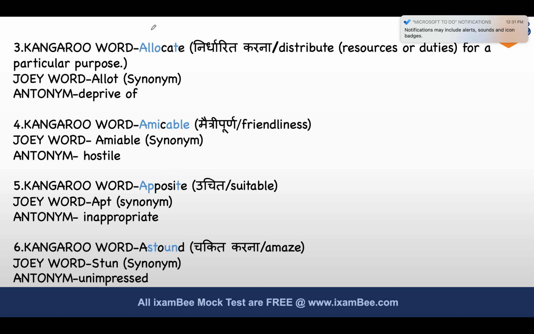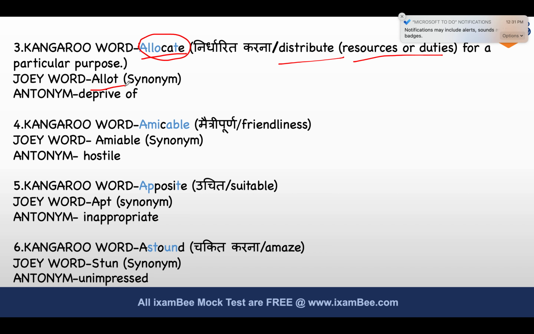The word is allocate. The word allocate means to distribute, okay? So you distribute your duties, you allocate your duties, you allocate funds, you allocate resources. Now you're doing this for a particular purpose. So allocate means to distribute resources, distribute duties for a particular purpose. Now the synonym is hidden in the word itself. It's allot. Yes? So the synonym of the word allocate is hidden in the word: allot.